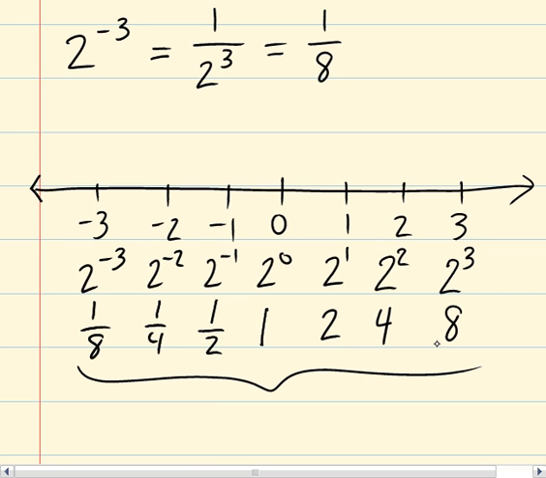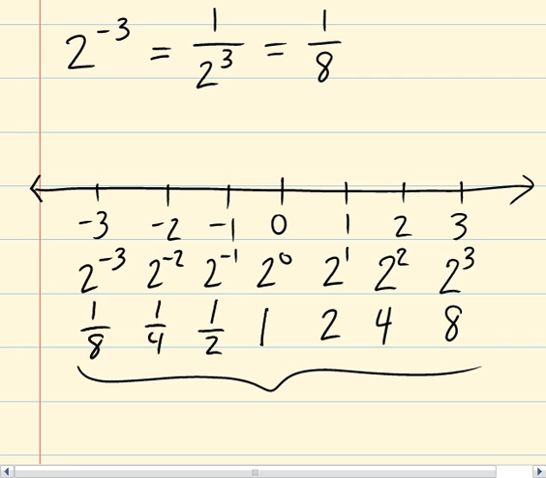But that works all across the number line, starting from the far left. 1/8 times 2 is 1/4. 1/4 times 2 is 1/2. 1/2 times 2 is 1. 1 times 2 is 2. 2 times 2 is 4. And 4 times 2 is 8. So we've got this nice pattern of multiplying by 2 as we go to the right, dividing by 2 as we go to the left. So this seems natural to me, to have these answers for these integer exponents.